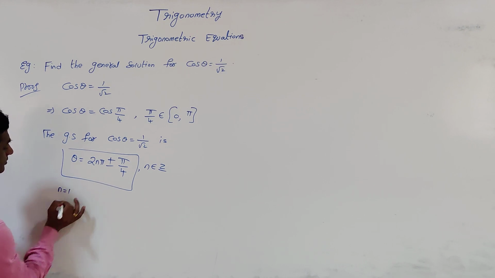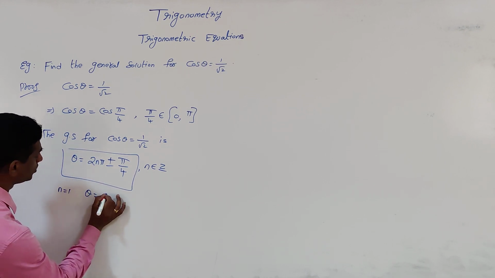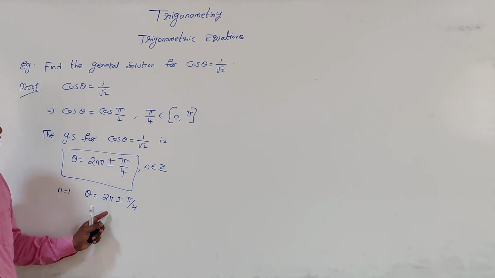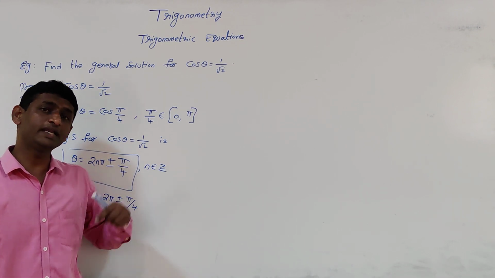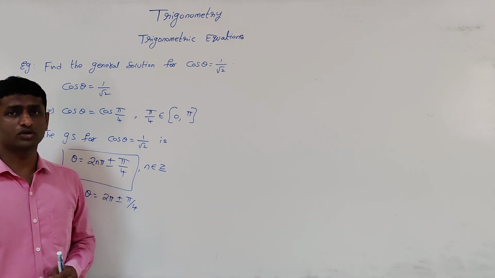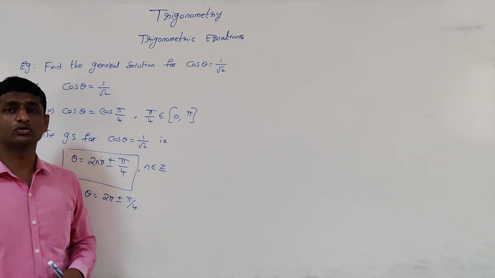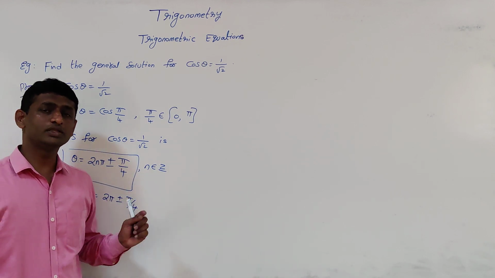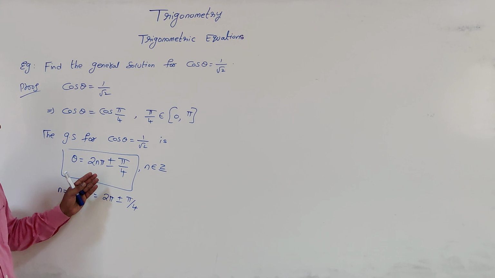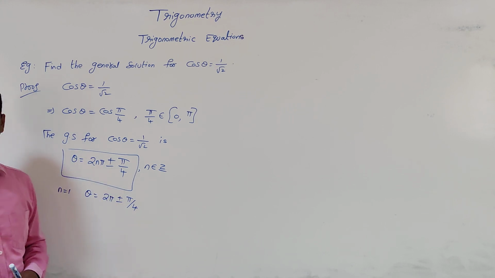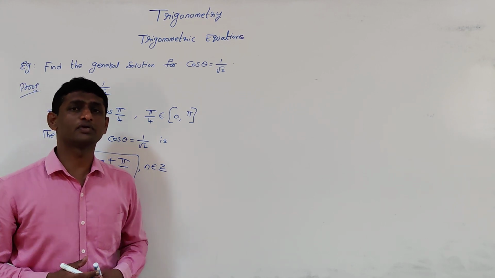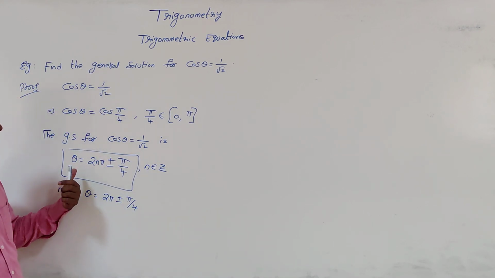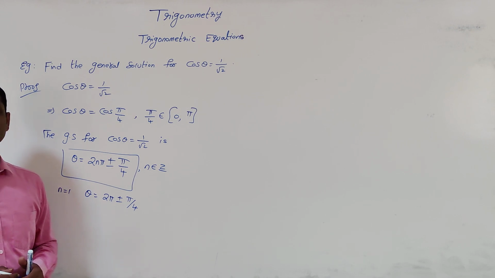If you put n is equal to 1, what happens? Then theta is equal to 2 pi plus or minus pi by 4. Means 2 pi plus pi by 4, again it comes in the first quadrant. 2 pi minus pi by 4 means it will be in the fourth quadrant. So in that case also cos theta will be 1 by root 2. So like this we can have an infinite number of solutions. Those solutions are called general solutions, and theta will be 2n pi plus or minus pi by 4.